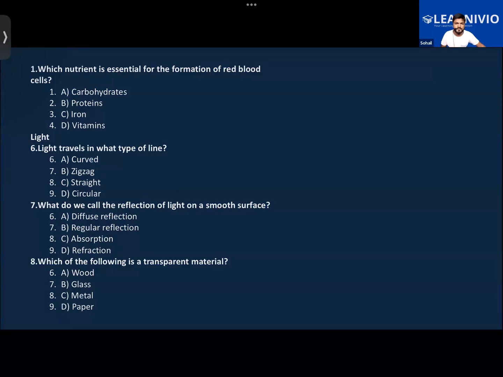Sir, formation of red blood cell is... What is required? We did learn about different minerals in the chapter components. Remember? Red blood cell is for... Iron. Iron is required. Okay, very good.